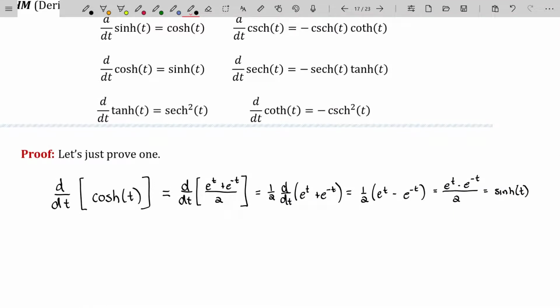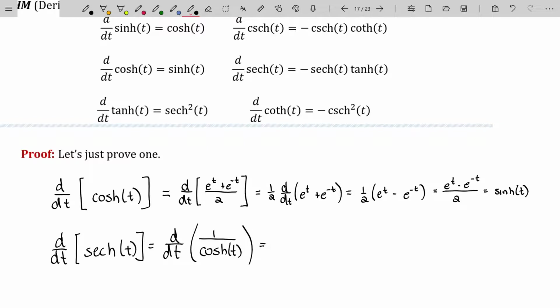Again, if you want to prove the derivative of the sech, I would not use that method. I would use the quotient rule. So if somebody said, I want you to prove that the derivative of the sech is negative sech tanh, I would say, okay, great. Well, the sech is 1 over the cosh. And then I would use the quotient rule here.